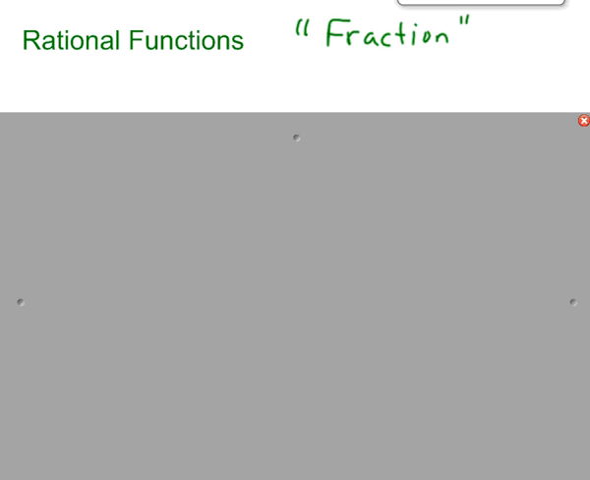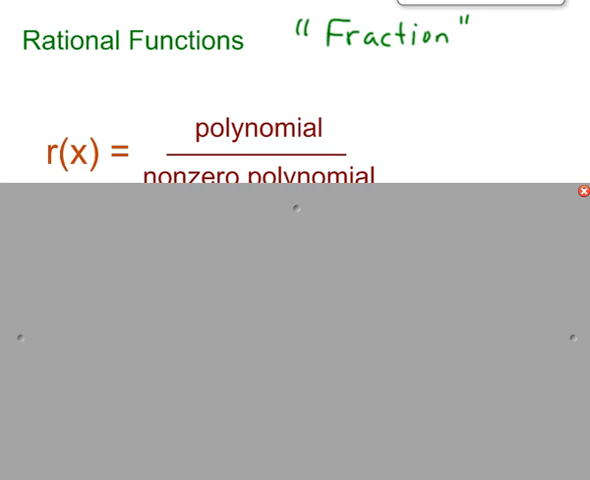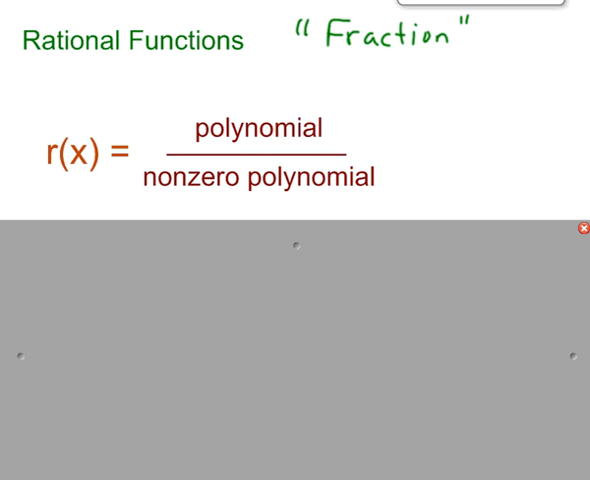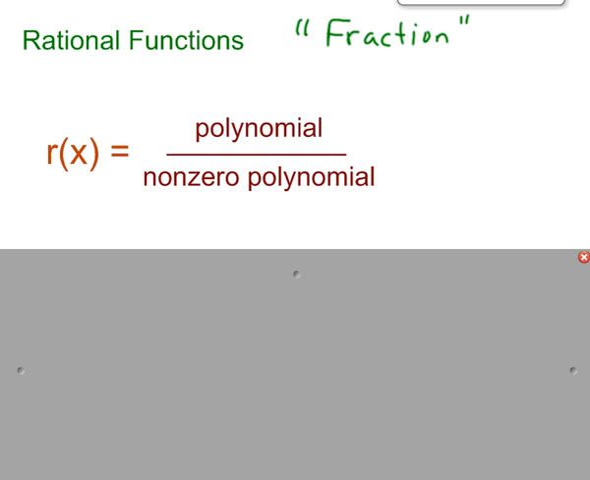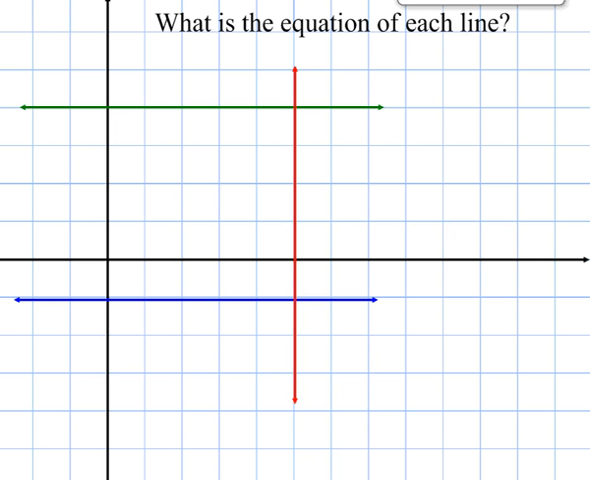So a rational function, I want you to think of a function that's a fraction. In particular, it's a polynomial in the numerator and a non-zero polynomial in the denominator. And of course, it's important that it's a non-zero polynomial in the denominator because we cannot divide by 0. A lot of times these rational functions will have asymptotes, okay? And we specifically talk about horizontal and vertical asymptotes.